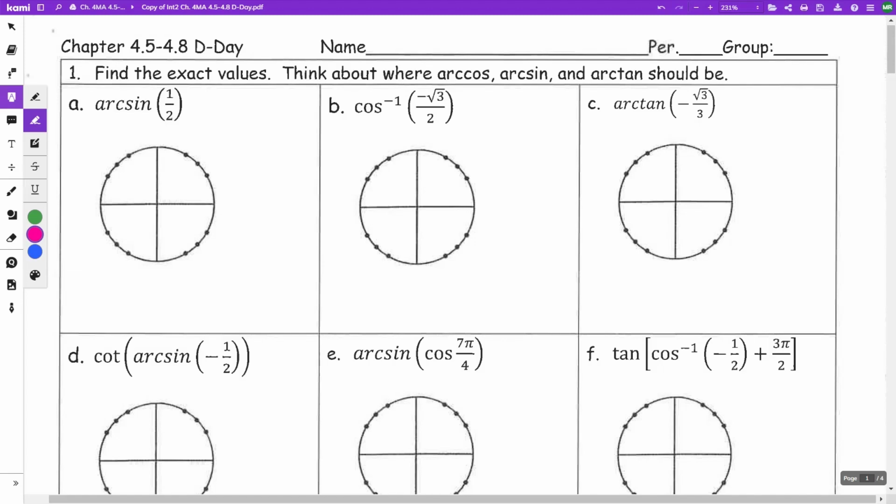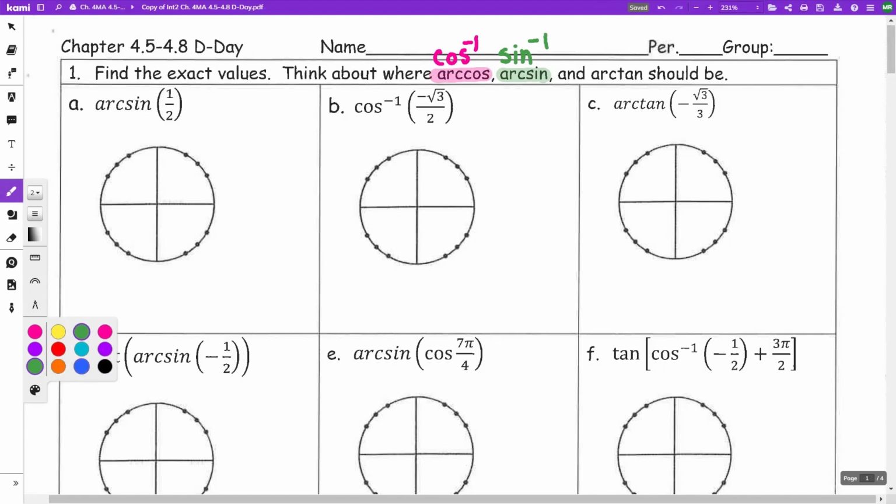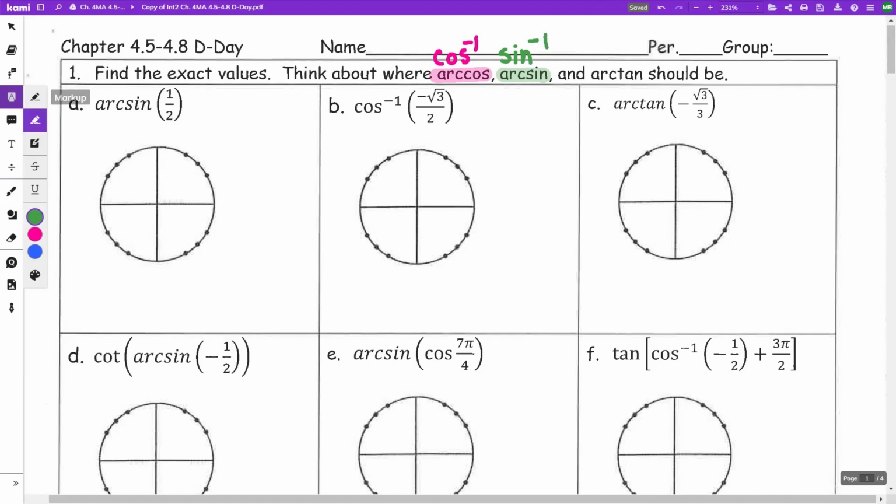And what you want to remember is arc cosine is the same as cosine inverse. That really means we're trying to find an angle that gives us a particular cosine value. We're also going to be talking about arc sine, which is what angle gives us a particular sine value, and again, that's also sine inverse. Similarly, arctangent is the same as tan inverse, and this is, again, what angle gives us a particular tangent value.